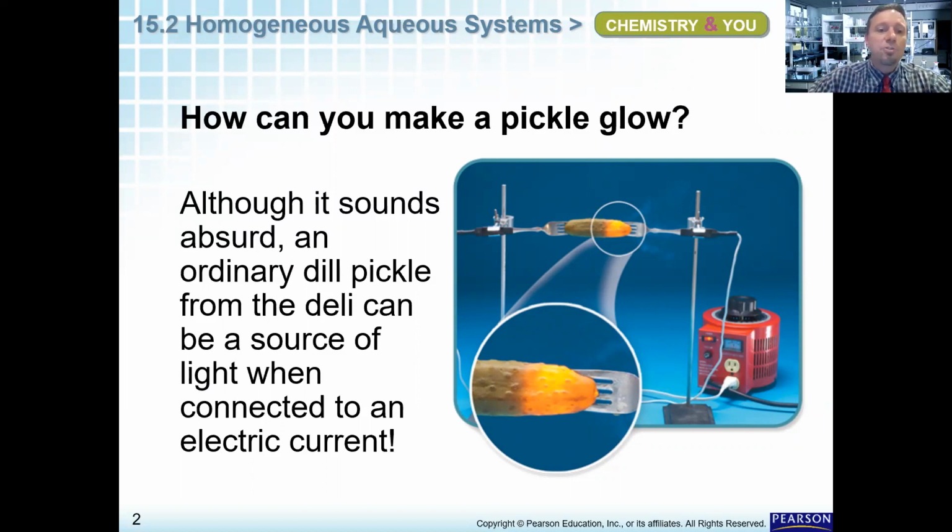Although it sounds absurd, an ordinary dill pickle from the deli can be a source of light when connected to electrodes. You can see here in this illustration, they have electrodes and then they have an energy source right there, and you can see a glow. Why is that happening? Now, that pickle has a large percent of water in it, and that's what we're going to talk about in this lesson.